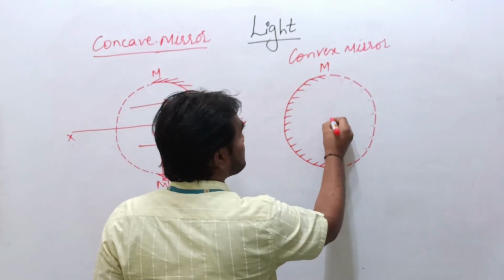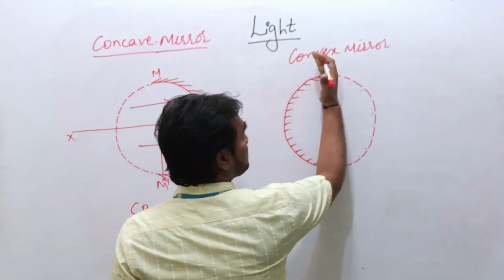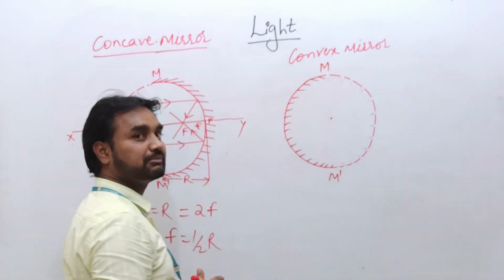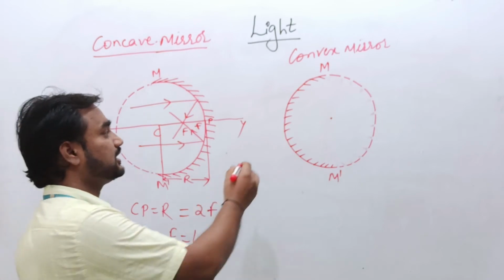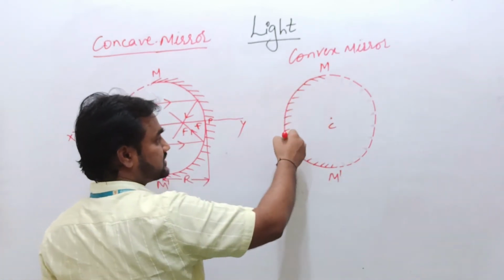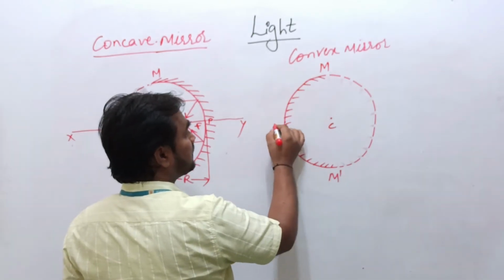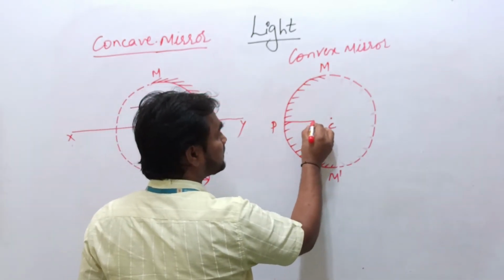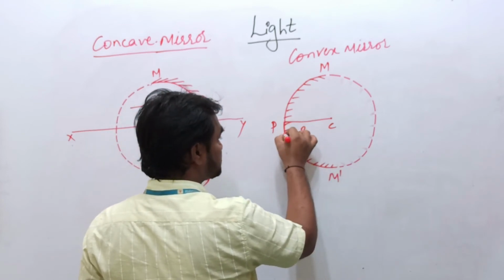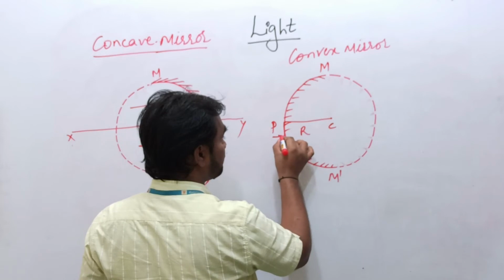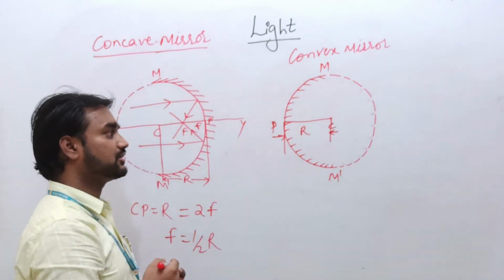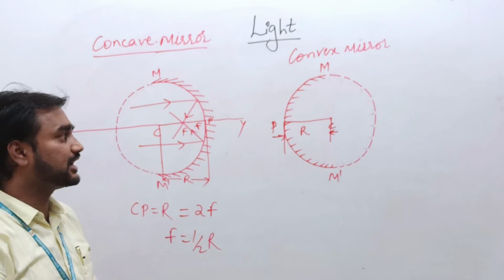Here again, this convex mirror is also a part of a spherical mirror, and the center of that spherical mirror we call the center of curvature. It is denoted by C. The center of the aperture we call the pole P, and when you join P to C, this is called the radius of curvature. CP is the radius of curvature.